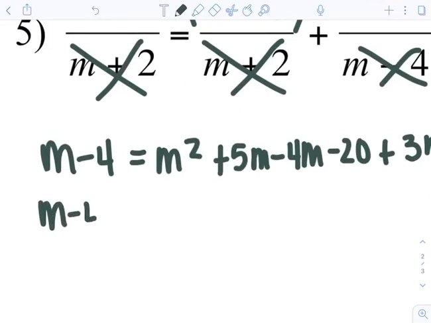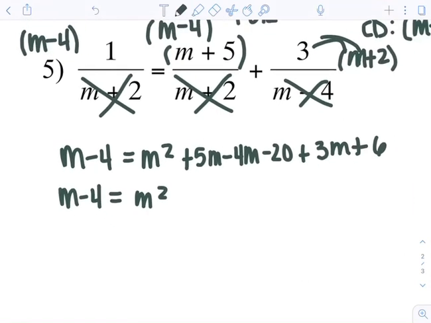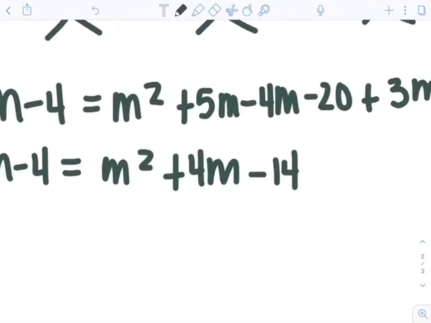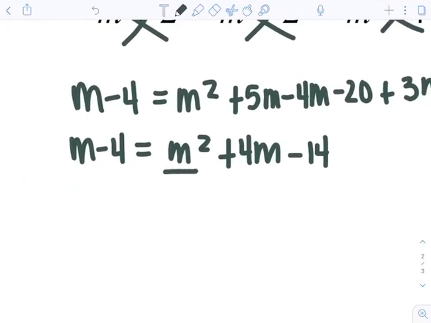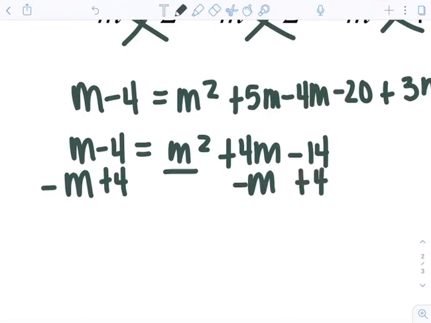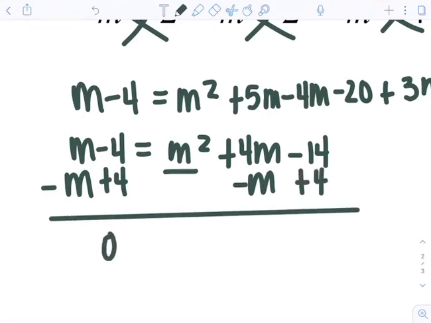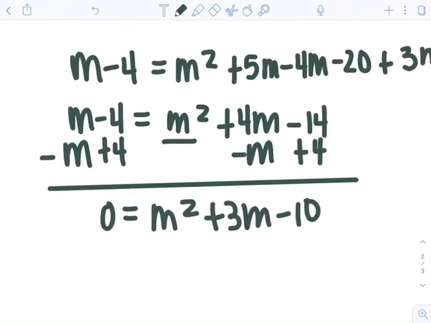Okay, I'm going to combine my like terms. So 5m minus 4m, that's 1m, plus 3m, that's 4m. And then negative 20 plus 6, that's negative 14. Now I have an m squared left, so you're solving by factoring. That means you have to set everything equal to 0. So I'm going to bring over this m and 4. So I get 0 equals m squared plus 3m minus 10.